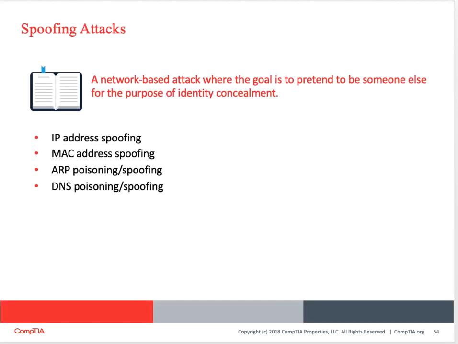Spoofing attacks. Spoofing attacks are a network-based attack where the goal is to pretend to be somebody else for the purpose of identity concealment. So in this case, it is the computer equivalent of impersonation. Now, there are four common methods of spoofing. We have IP address spoofing, MAC address spoofing, ARP poisoning, or spoofing, and DNS poisoning / spoofing.